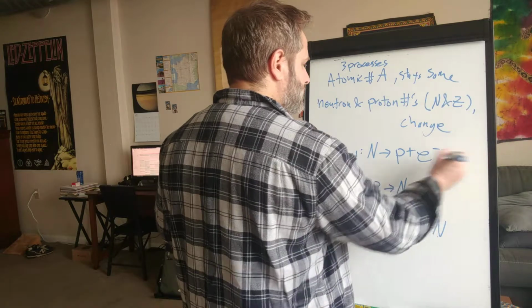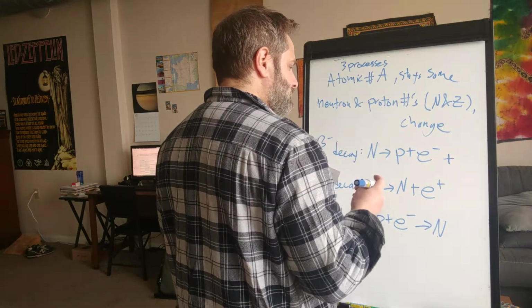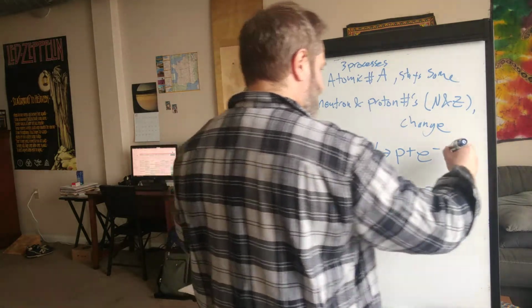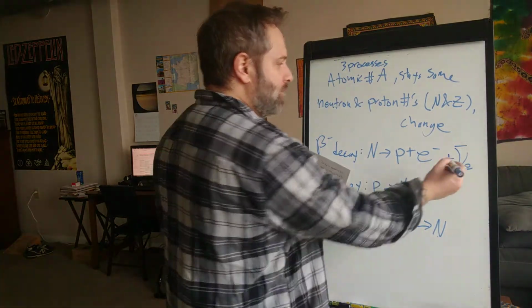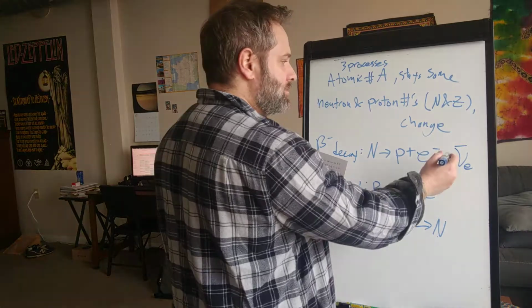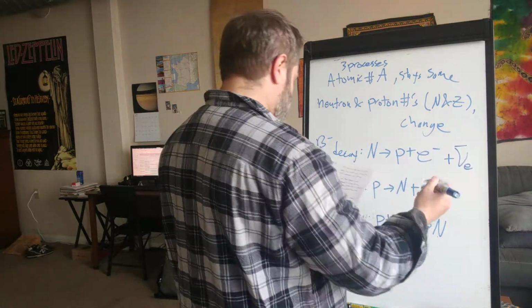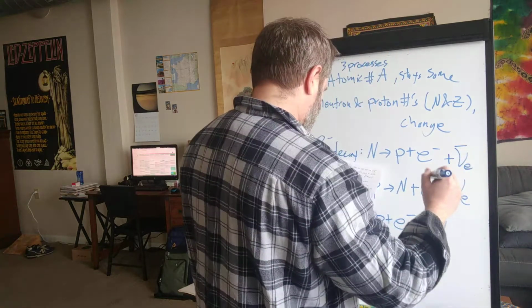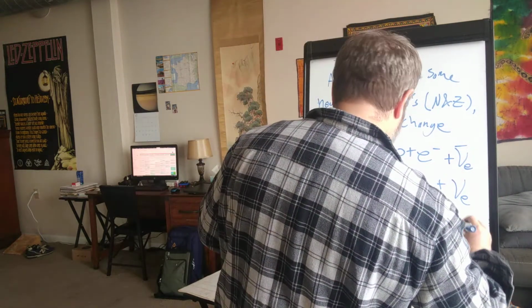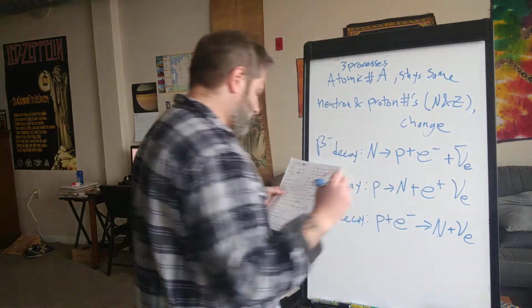So in this line here, we have another particle, which I'll explain in a minute, the Greek letter nu, sub e over bar, and nu e.